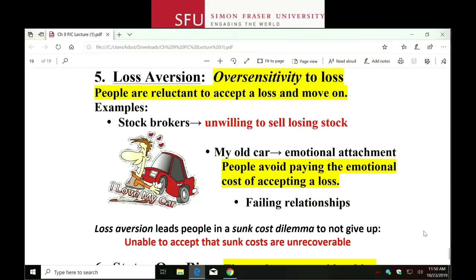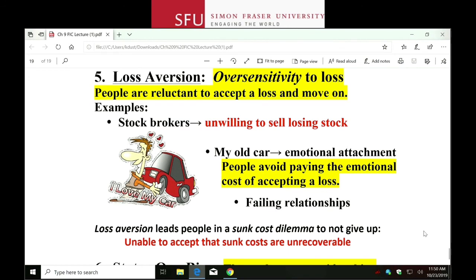Okay, so people avoid paying the emotional cost of accepting a loss. And it's the same thing with bad relationships, too. Bad relationships, same thing as an old car. Sometimes you just keep plugging away at it, hoping that things will improve and the person will change.